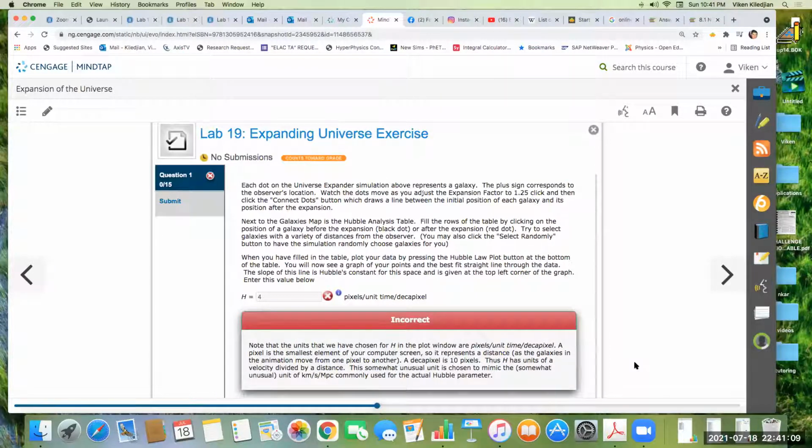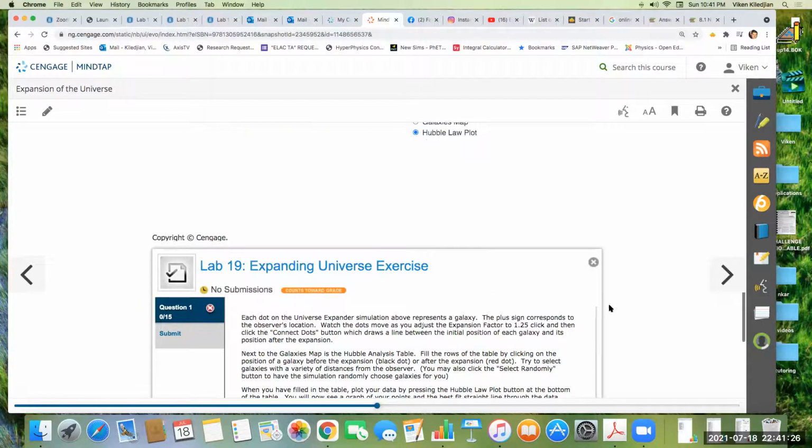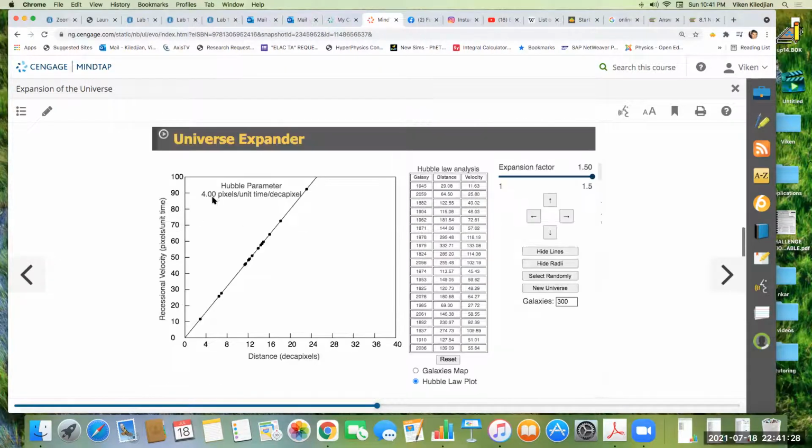Before expansion or after expansion. Try to select analysis from a variety of distances. Note that the units that we have chosen for H in the plot window are pixels per unit time per decapixel. Okay, let's see here. 4.00.